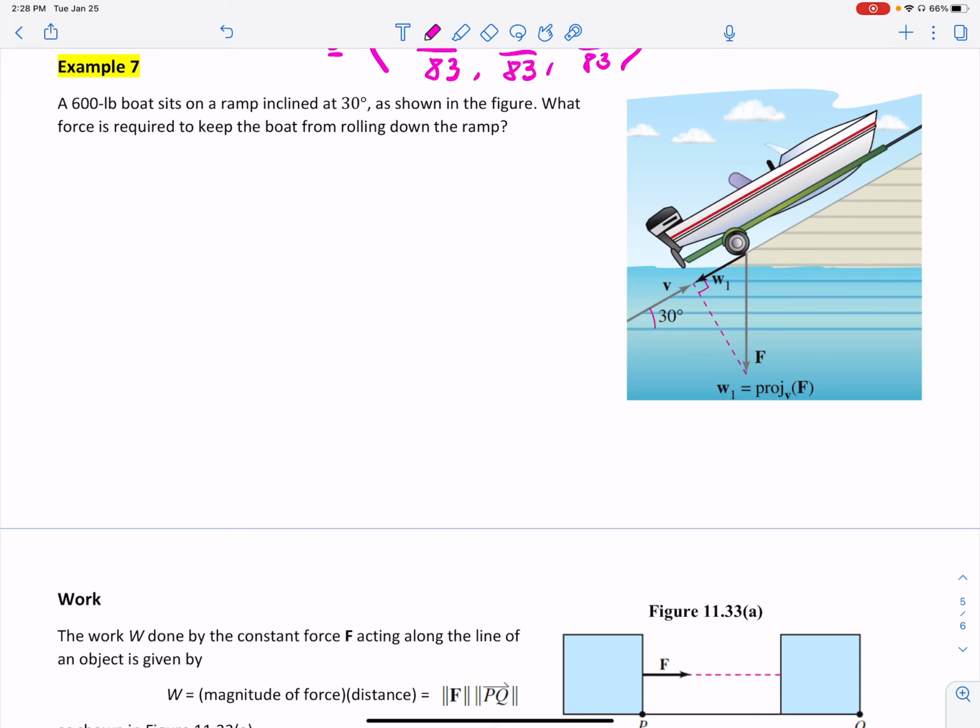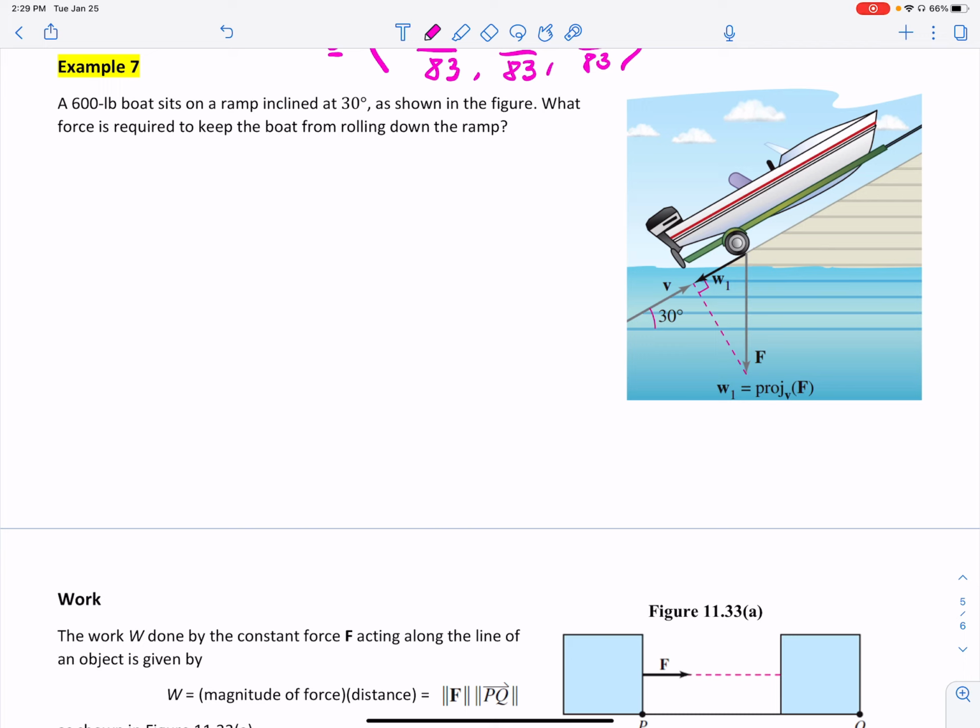A 600-pound boat sits on a ramp inclined at 30 degrees, shown in the figure. What force is required to keep the boat from rolling down the ramp? Okay, the force that's happening to make it roll down the ramp is W1.